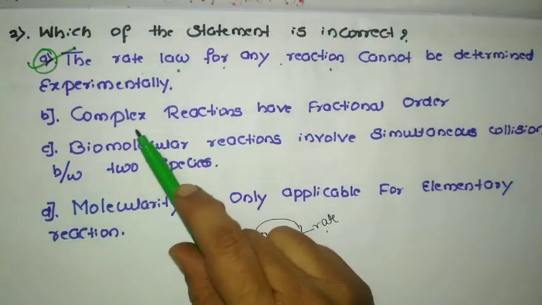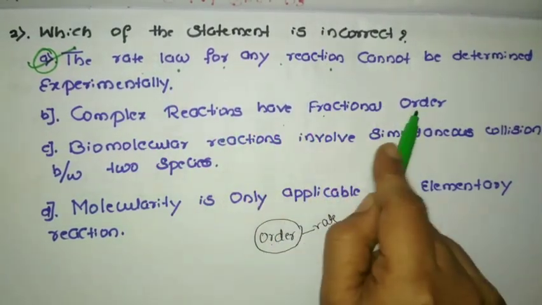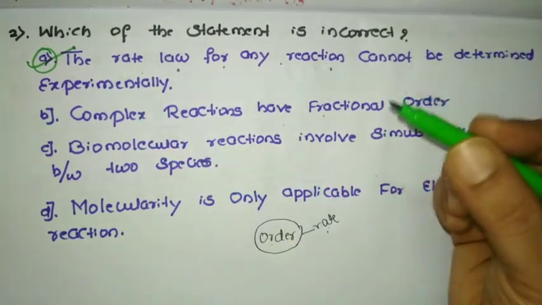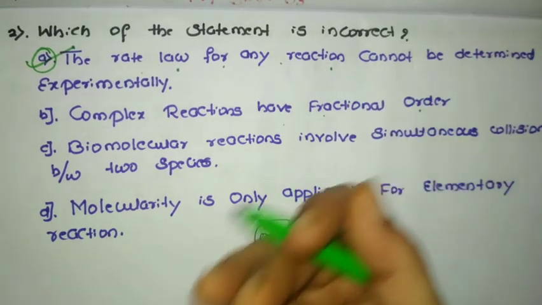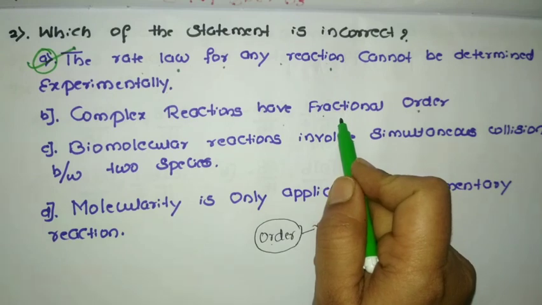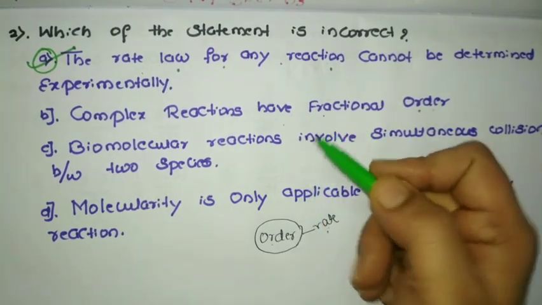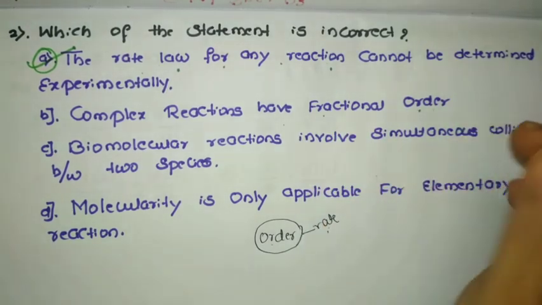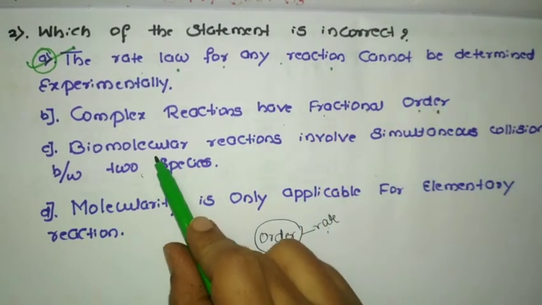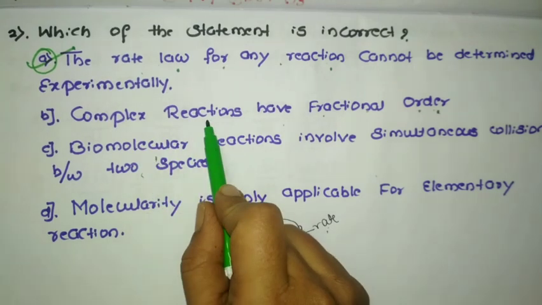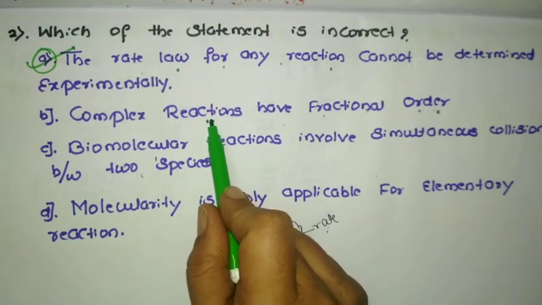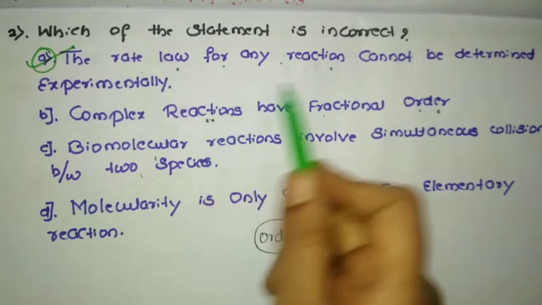Similarly, complex reactions have a fractional order. Complex reactions means the reactions which take place in more than one step. It is not compulsory to be a fractional order, but it can be a fractional order, it can be a first order or zero order, like that. Complex reactions can have a fractional order. And one more point, in complex reactions the slowest step will be the rate determining step. So we need to consider that according to the rate law.